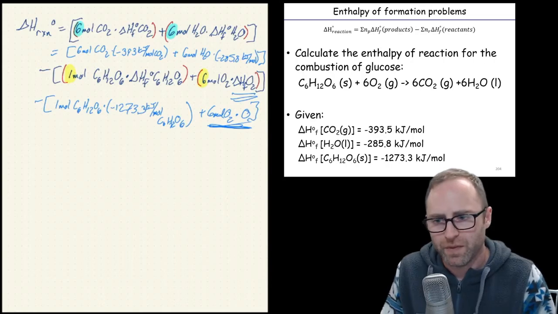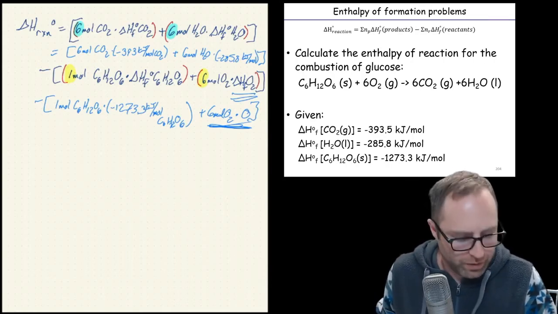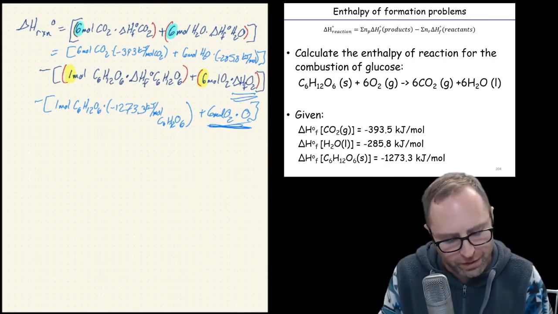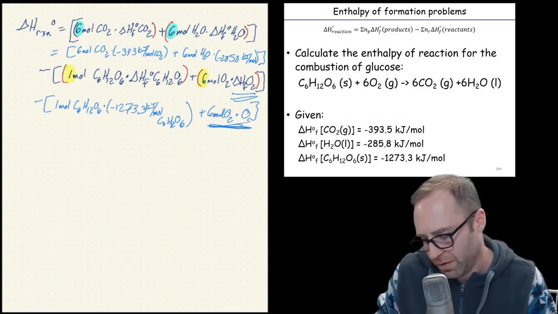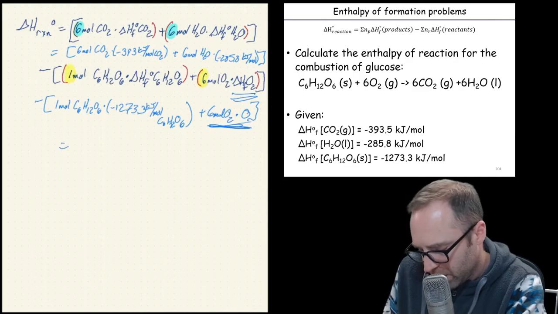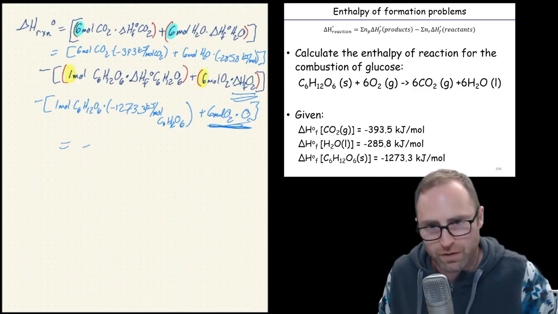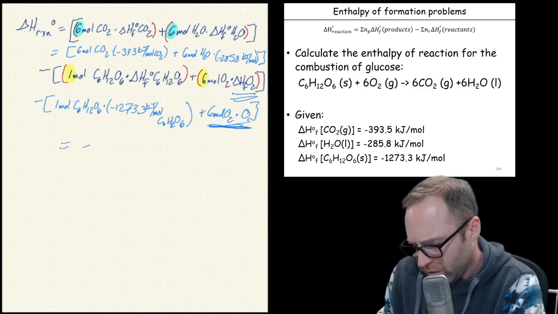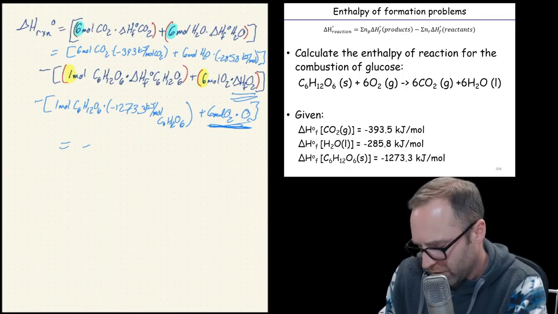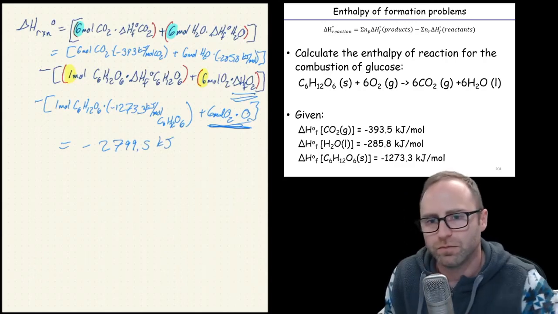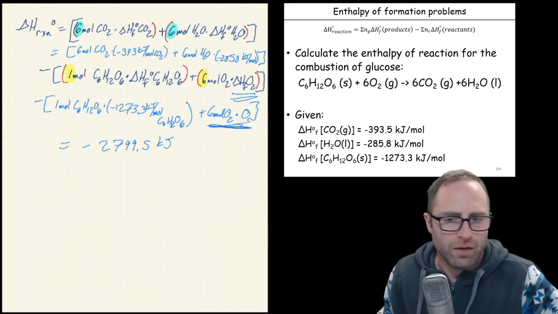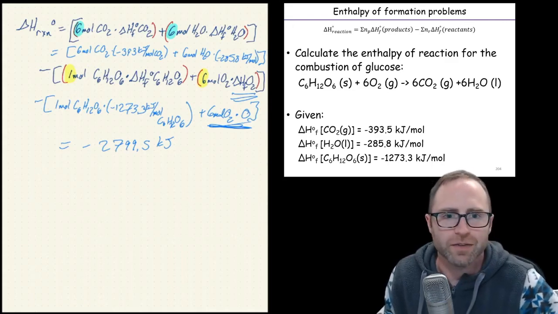All right. So the way that I typed that into my calculator here, I got out a numeric value equaling a negative 2,799.5 kilojoules. I'm not 100% sure if that's right at all. I'm going to double check here.